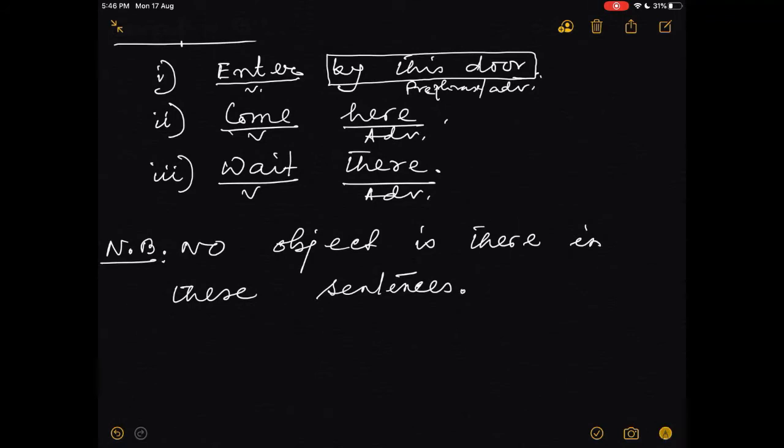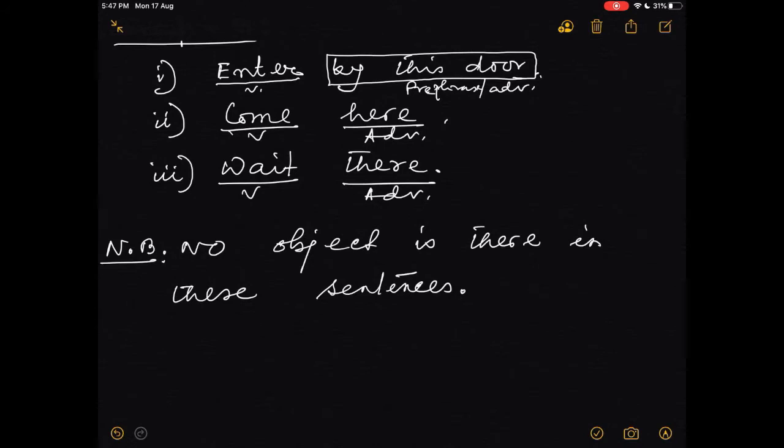But to make a passive voice, the object is very, very important. But these sentences have no object. So how will you change their voice? Is it possible to change their voice? No. It is not possible to change the voice of these sentences in the normal way by using the normal syntax. That means syntax number 1.